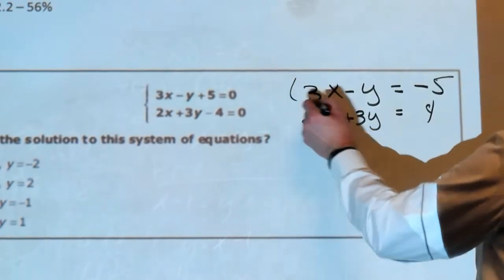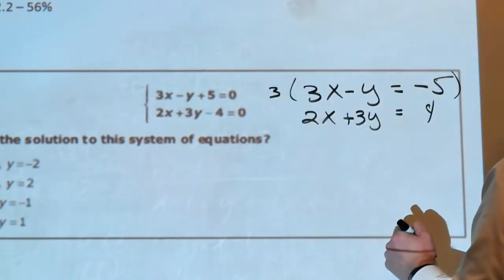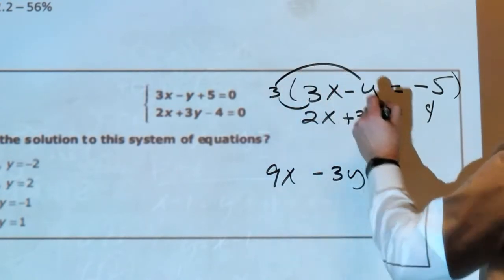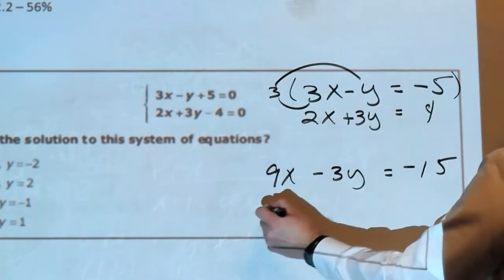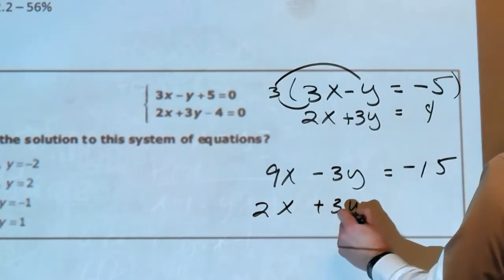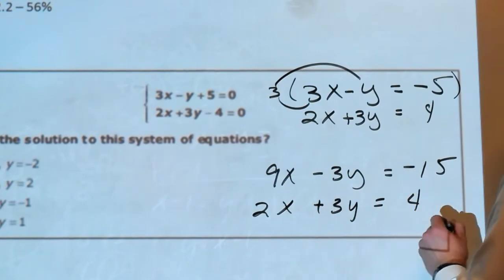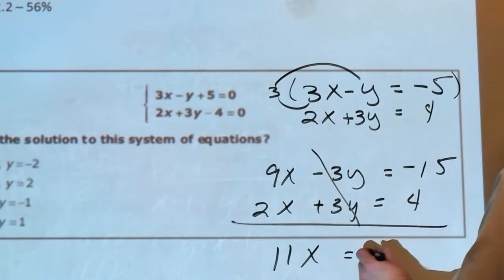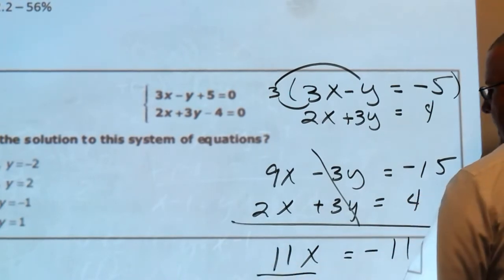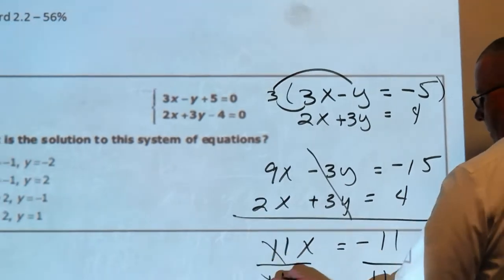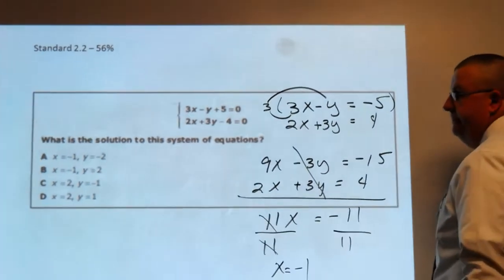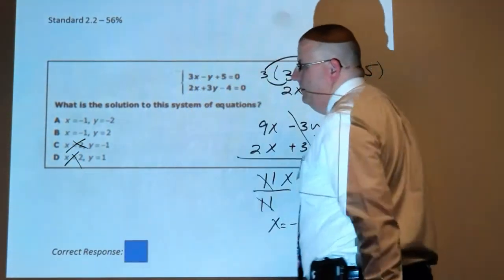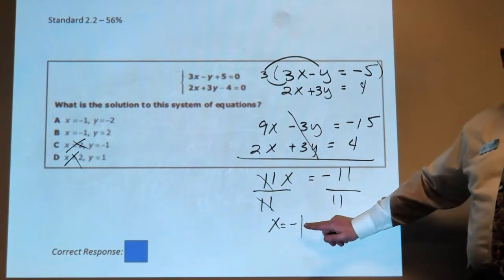So what I'm going to do is multiply this entire row here by 3. And I get 9x minus 3y equals a negative 15. We're going to have 2x plus 3y equals 4. Now we use the linear combination method. The y's go away, and I get 11x equals a negative 11. Divide both sides by 11. X equals a negative 1. So we automatically know that can't be this, can't be that. The way we find the y?